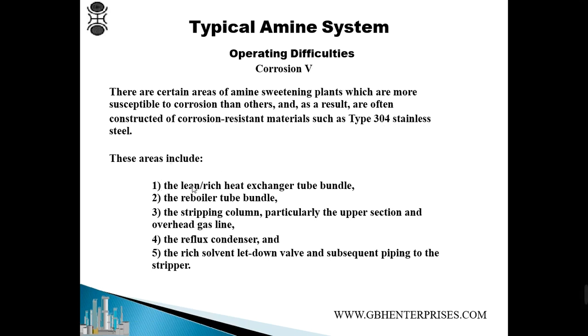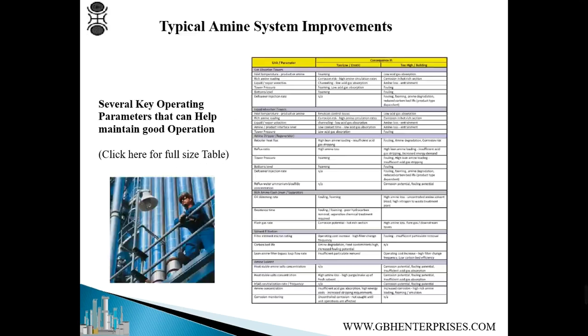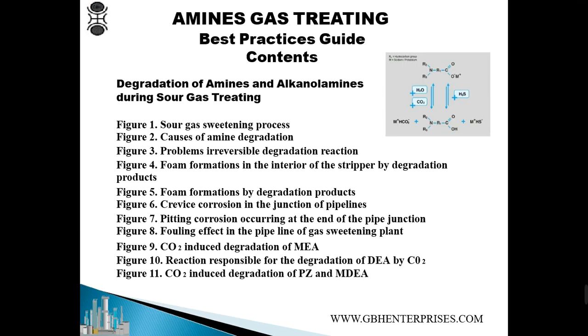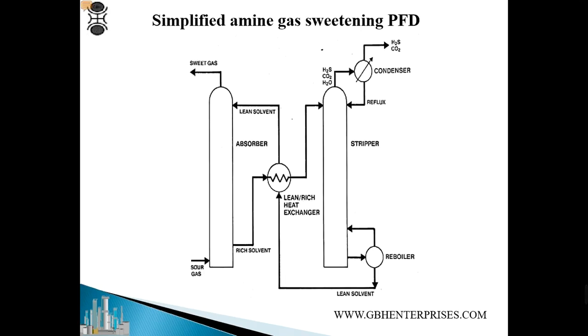Stainless steel is used in the lean and rich heat exchanger tube bundles, reboiler tube bundle, stripping column upper section or overhead gas line, reflux condenser, and rich solvent letdown. So now I will show you some pictures of the plant.